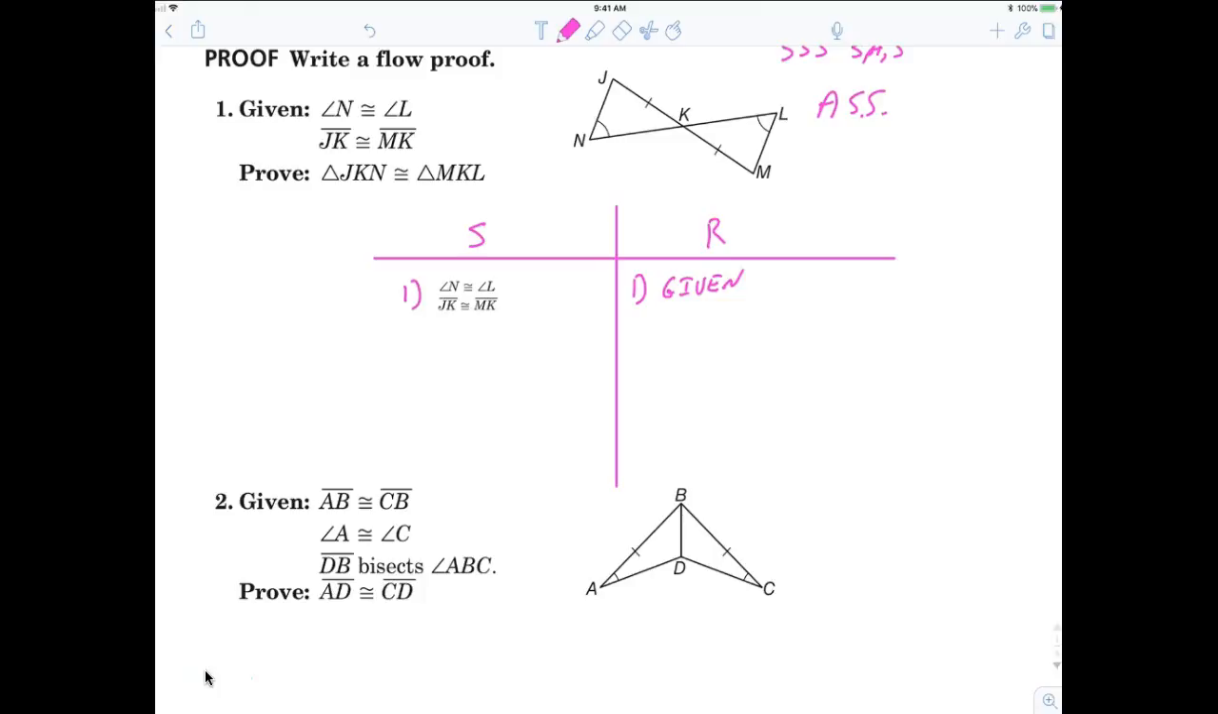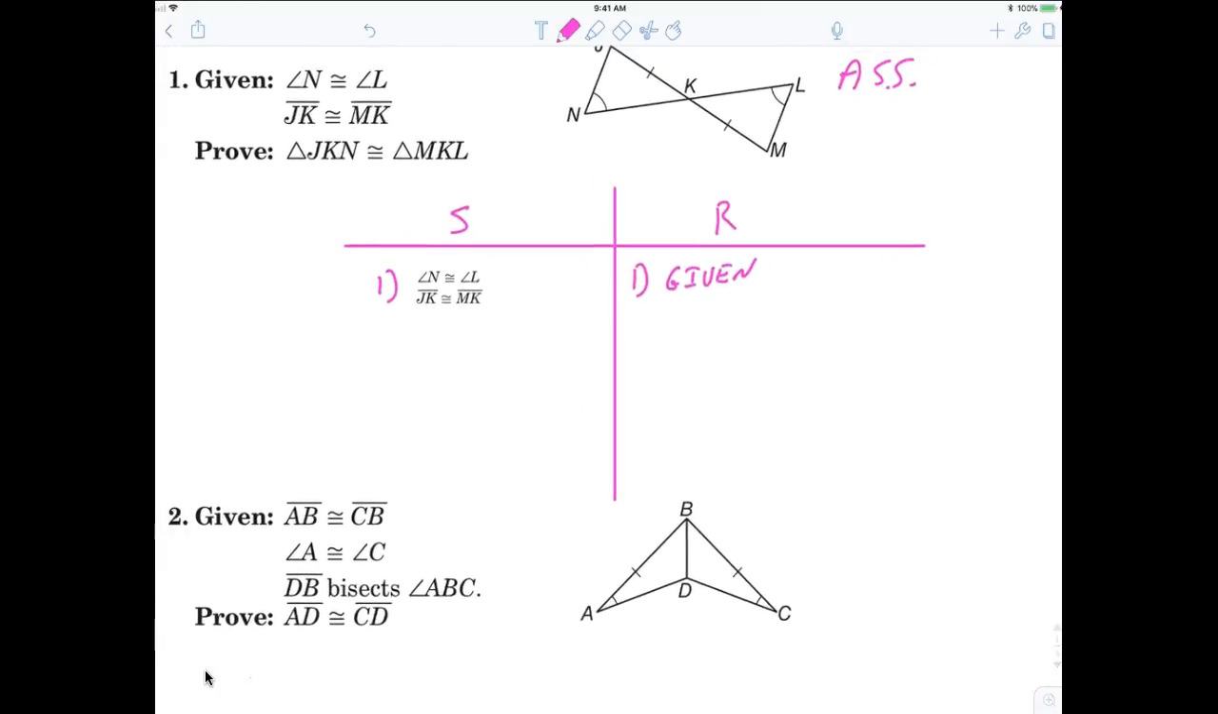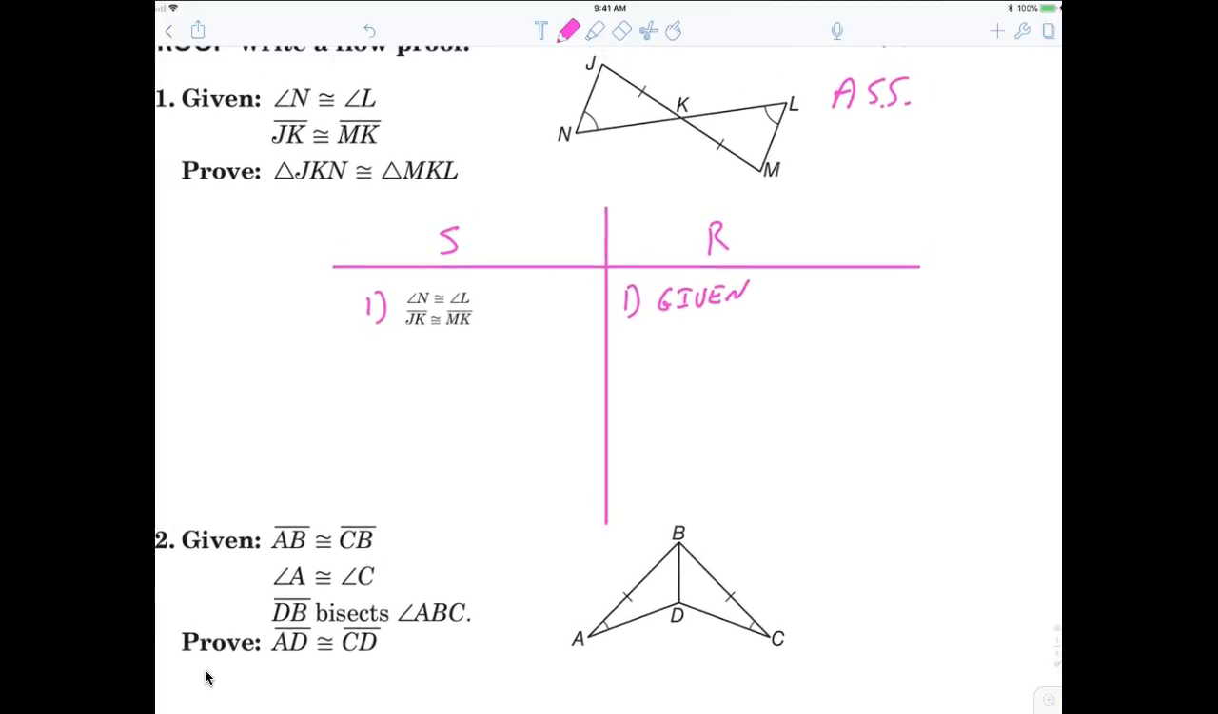Could you not say, since the given says JK is equal to MK, that K is the midpoint? You could say that, but listen to me now. Because K is the midpoint of JM doesn't make K the midpoint of NL. That's a common mistake kids make.